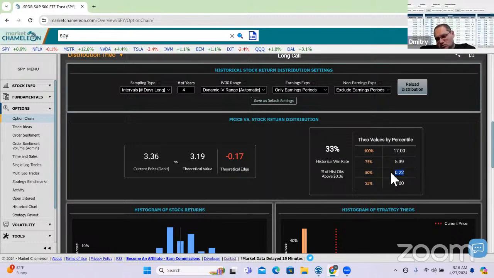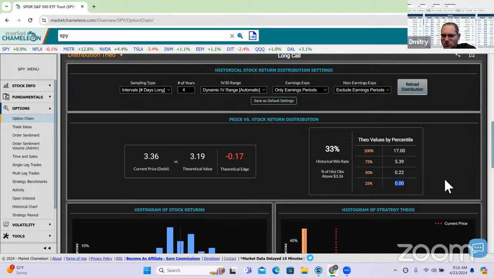So half the observations were below 22 cents, half the observations were above 22 cents, which means it just didn't go up enough. If the stock was down, they expired worthless. If the stock was up but didn't reach the strike or was below what the strike plus premium, it was unprofitable. So 50% of the time, the observations were below 22 cents, 50% above, and 25%, they're all zeros. So this gives us a breakdown of that historical data.